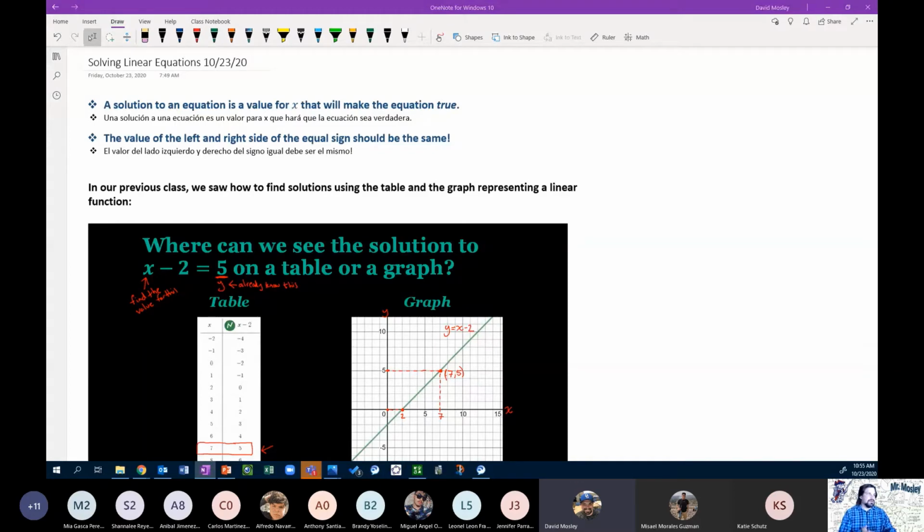Okay, so today we're going to talk about solving linear equations again. So first, let's review from last class on Wednesday. A solution to an equation is a value for x that will make the equation true.